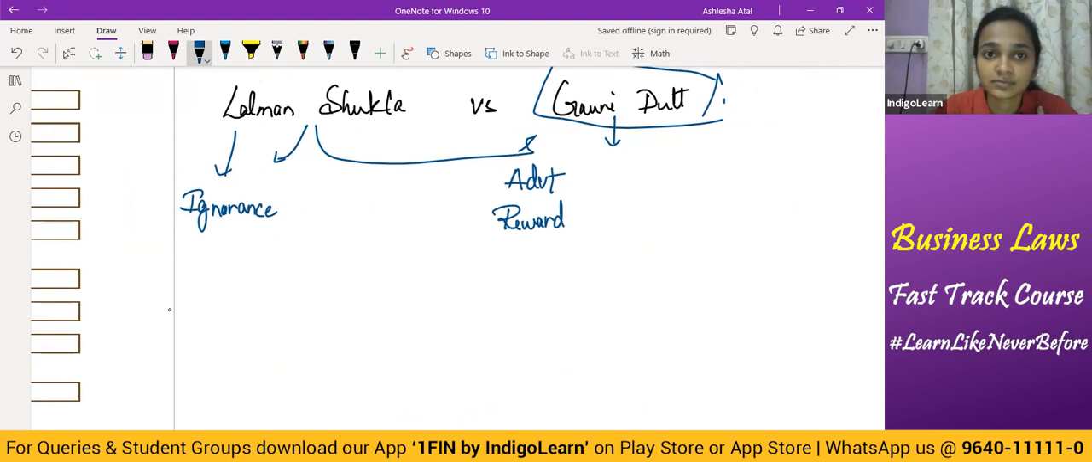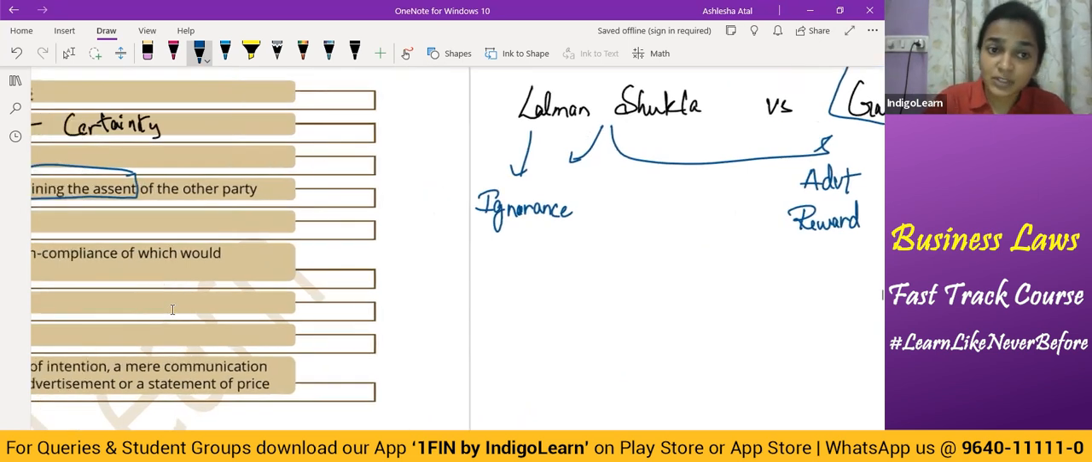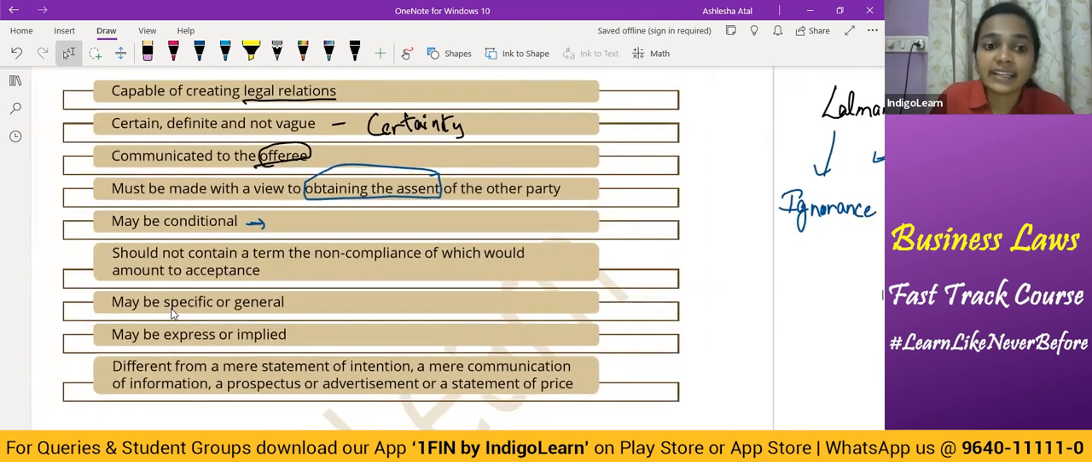No. Is it fair on my part to assume acceptance? No, ma'am, it is not. It is not fair. So I cannot put any condition in the offer stating that if you do not communicate your acceptance within so and so time, I'll assume the offer to be accepted. So the offer should not contain any term where the non-compliance would amount to acceptance of the offer.